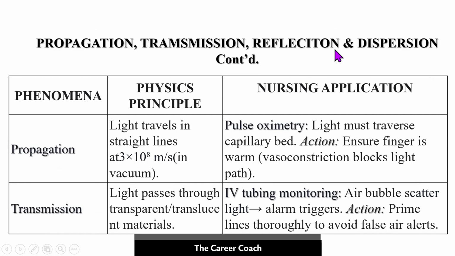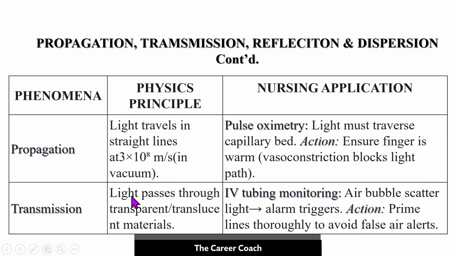Propagation, transmission, reflection continued. Propagation is a phenomenon. In physics principle, light travels in a straight line at 3 × 10⁸ meters per second in a vacuum. How does it apply to nursing? It is applied in the pulse oximeter. Light must traverse the capillary bed. Action: ensure the finger is warm. Vasoconstriction blocks the light path.